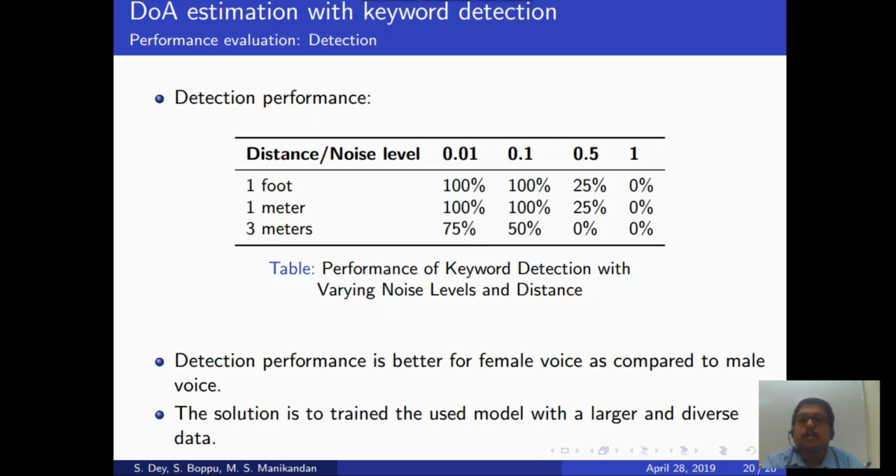This is the performance evaluation table of our keyword detection and localization. This table denotes the detection accuracy for varying distance and noise level. We have used a Bluetooth speaker and we have mixed a relative noise level with the keyword and played it with the Bluetooth speaker. We varied the distance of the Bluetooth speaker to 1 foot, 1 meter and 3 meters. As can be seen, the detection accuracy decreases with the increase in distance as well as the increase in noise level. One important thing to mention is that detection performance is better for female voice as compared to male voice. The solution is to train the model with larger and more diverse data.